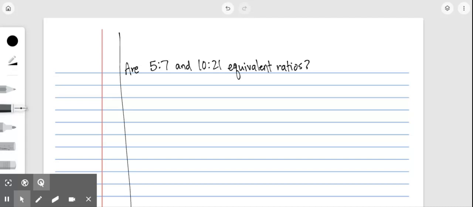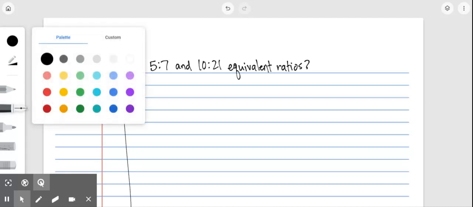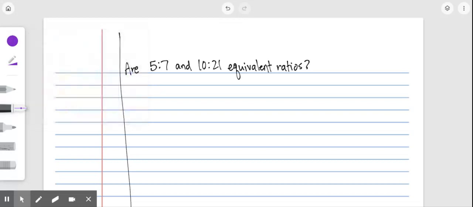All right, so this one is our 5 sevenths and 5 to 7 and 10 to 21 equivalent ratios. So again, I'm going to follow those steps that I set out last time. Step 1 is I want to make them fractions. Okay, so 5 to 7 is the same as 5 sevenths. That's my ratio as a fraction. 10 to 21 is 10 over 21, or 10 21sts.